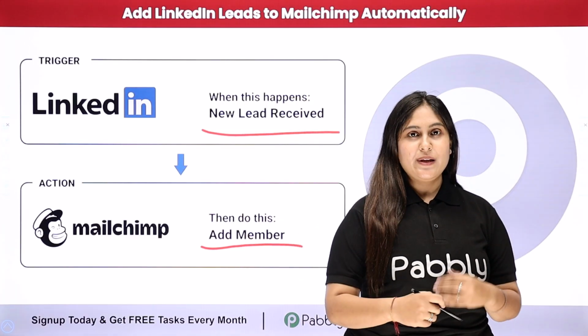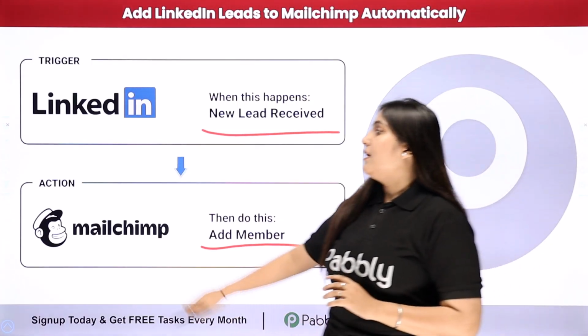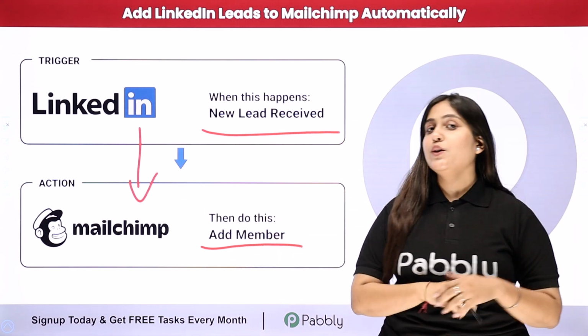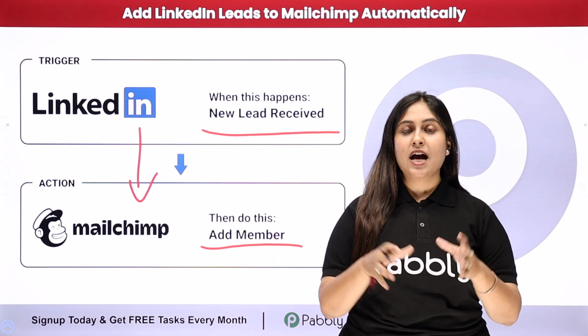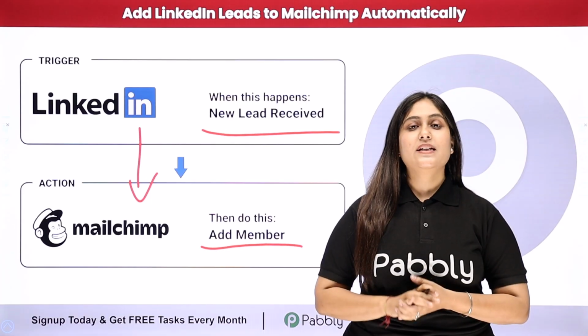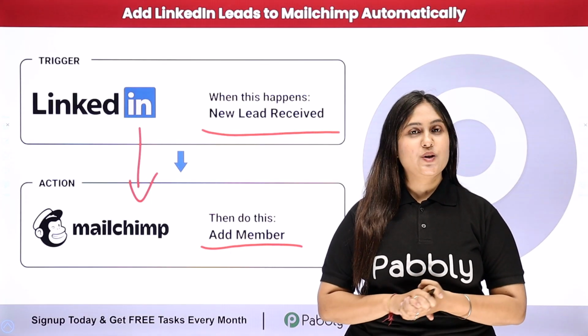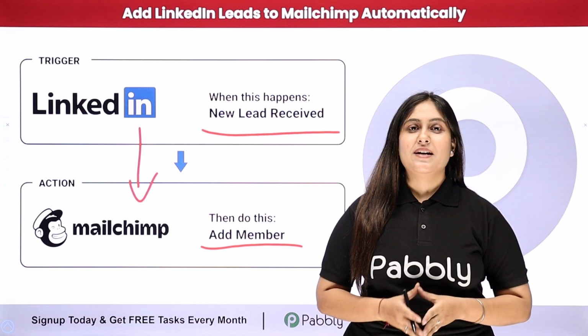So now here to automate the entire process, I will connect my LinkedIn account with my Mailchimp account using an automation software named Pabbly Connect. So now here to see the working of this automation and to learn this process step by step, let me take you to my screen.